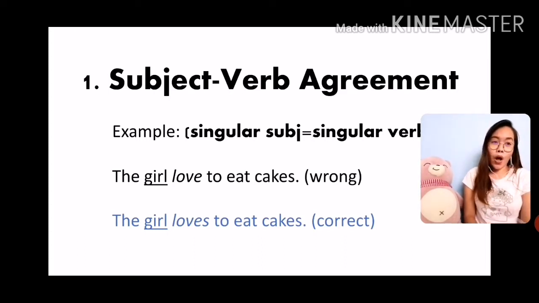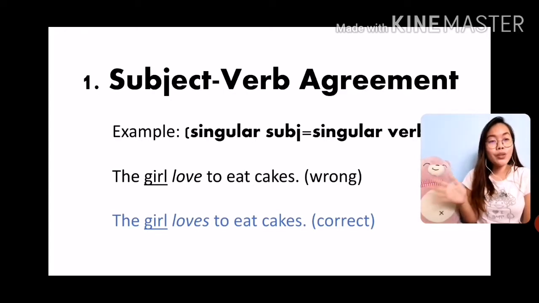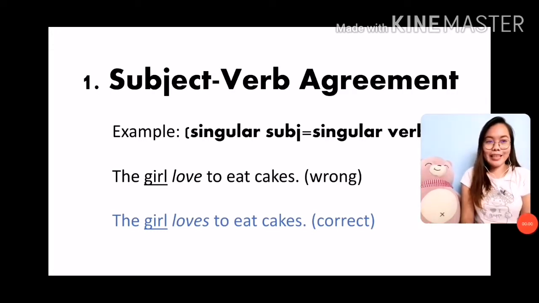What made it wrong? Yes, it is wrong. Why? Because we have a singular subject, which is the girl. When we say subject, who are we talking about in the sentence? We are talking about the girl. How many is she? She is only one. So that's why she is singular. We should pair that subject with a singular verb too. So the singular verb should always be paired with the singular subject.